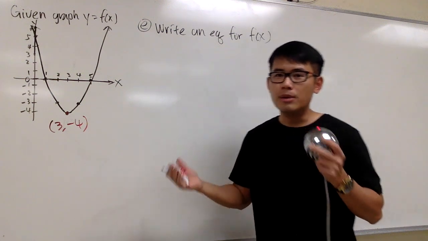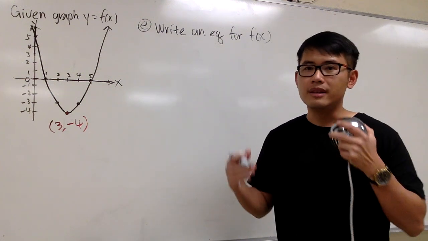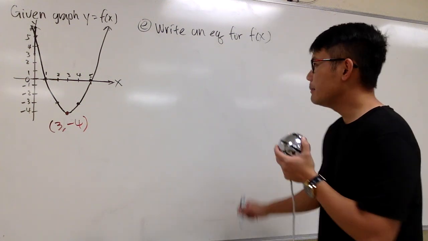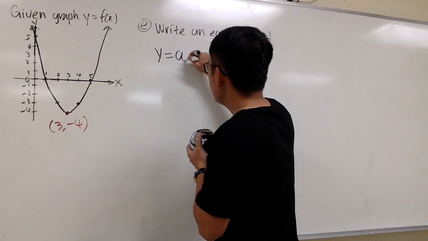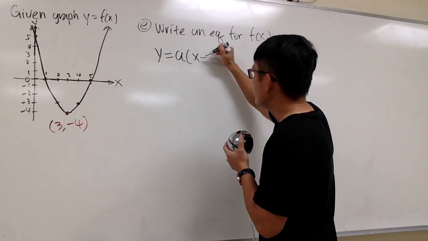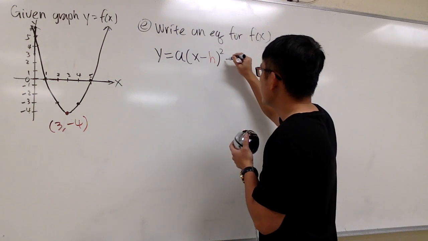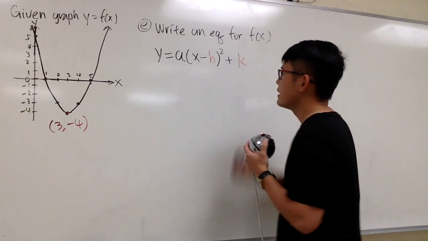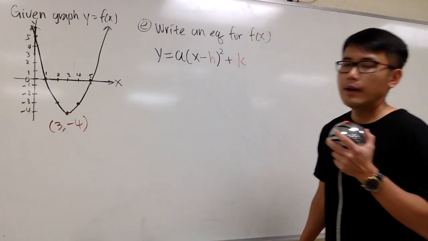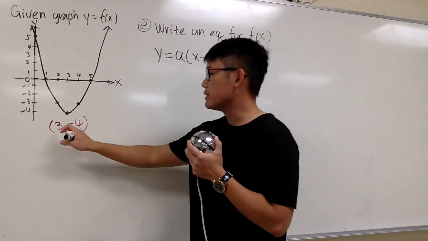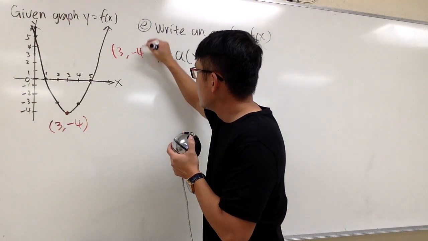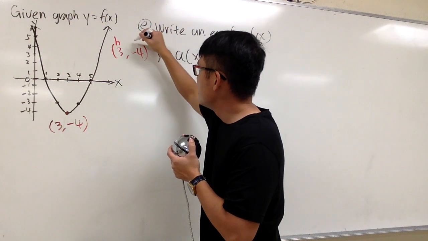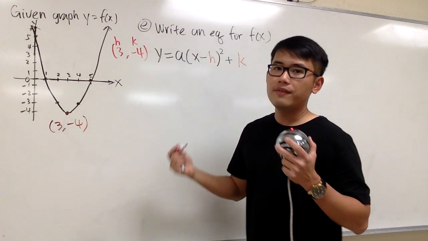And of course, we have to remember the general form of the vertex form of a parabola. And let me write it down right here for you guys. We know y is equal to a times the parentheses x minus h, and then we square that and we add k at the end, like this, right? And once we know the vertex, which is (3, -4), this is going to tell us the 3 is the h value and the -4 is the k value.